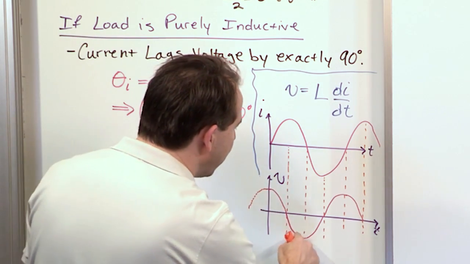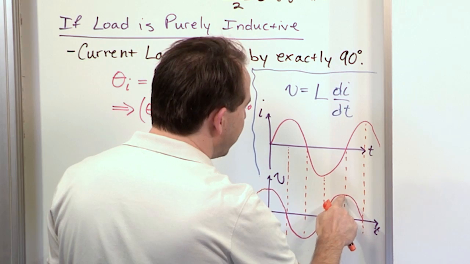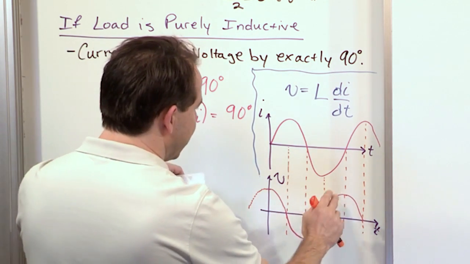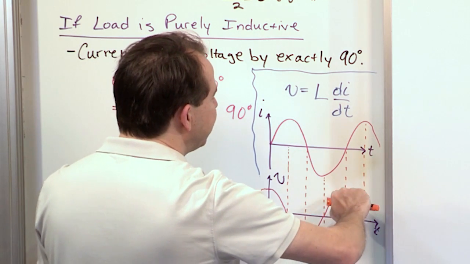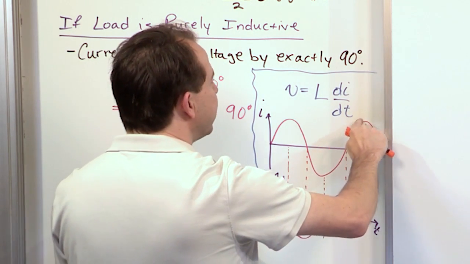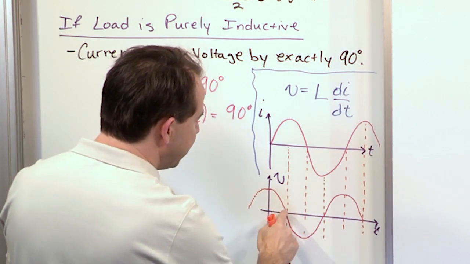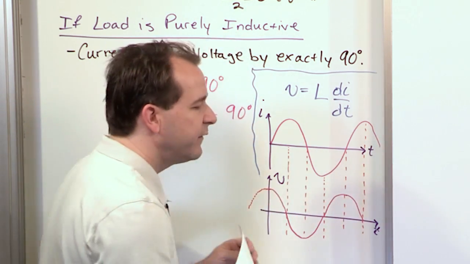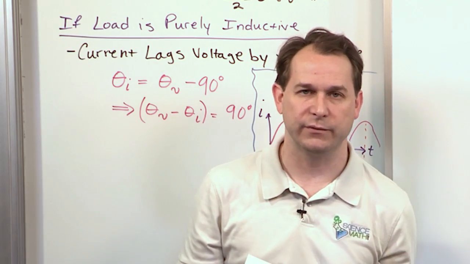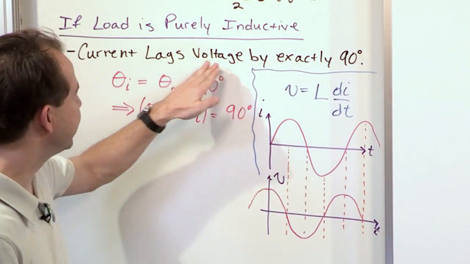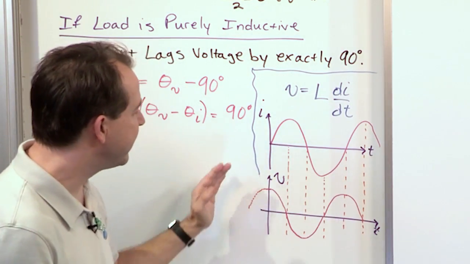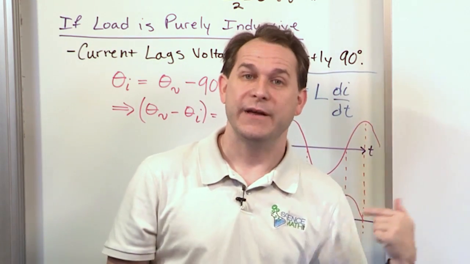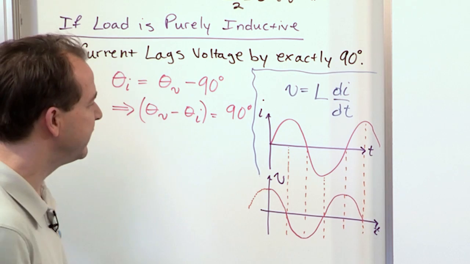If you pick any point along this voltage curve, let's say this point right here, this maximum, we say the current lags the voltage. So basically the voltage hits the peak first, and then a little bit later, the current hits the peak. The voltage here hits a trough, and a little bit later, the current hits the trough. So you see the current is lagging the voltage by exactly 90 degrees, because as the voltage gets to wherever it's going, 90 degrees later, you have the current doing the same thing. So it's a little bit of a delay there.